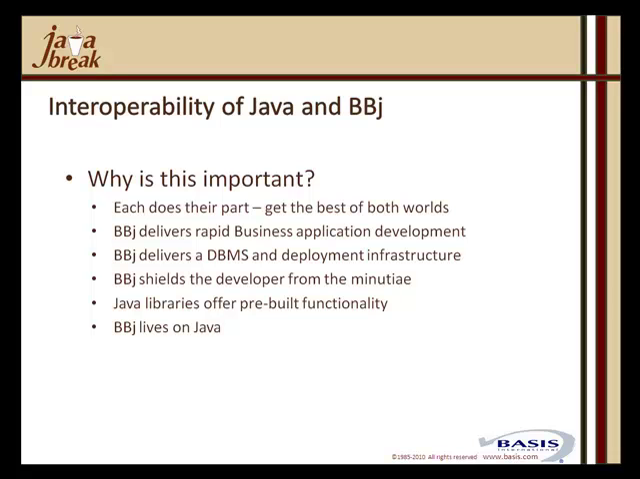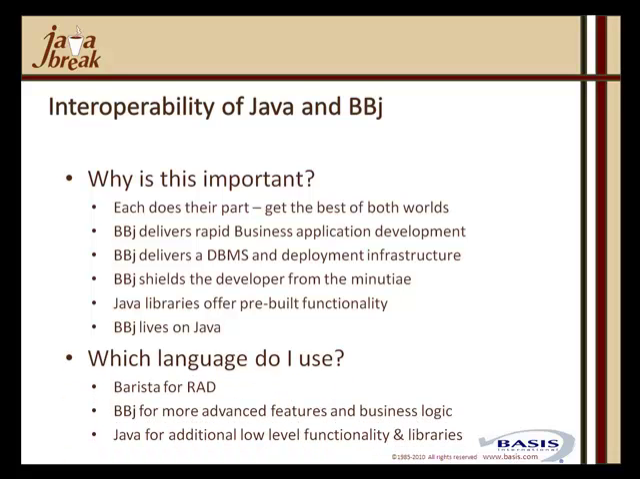BBj shields the developer from the minutiae of worrying about versions of Java, about the components that are deployed, about making sure that backward compatibility is maintained. And Java libraries offer pre-built functionality, which BBj can take advantage of. And of course, BBj lives on top of Java. So which language do you use? Well, the answer is you use them both. Barista for rapid application development, BBj for more advanced features and business logic, and Java for your additional low-level functionality and to leverage the libraries that are available in the community, be they open source or be they paid for libraries.